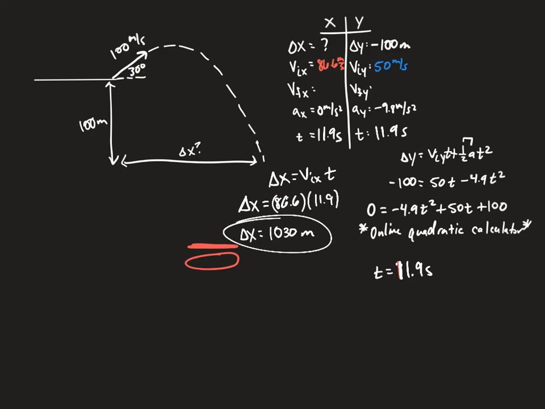1,030 meters. So not only did it fall longer, or not only was it in the air longer, it also traveled further. And that makes sense. If I'm spending more time in the air, that's just more time it is moving to the right also.